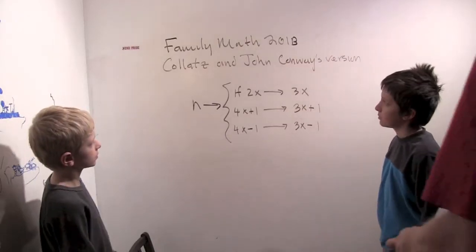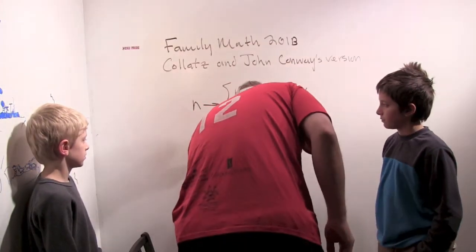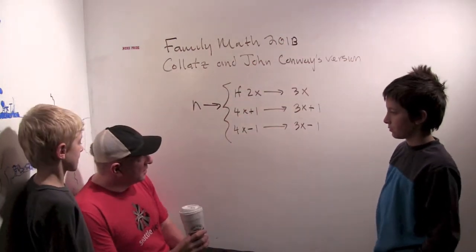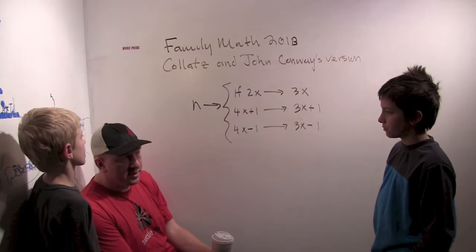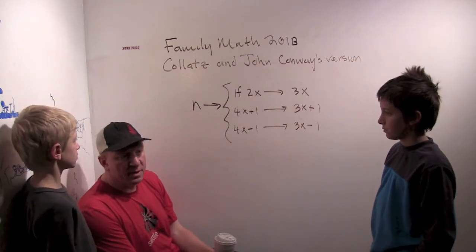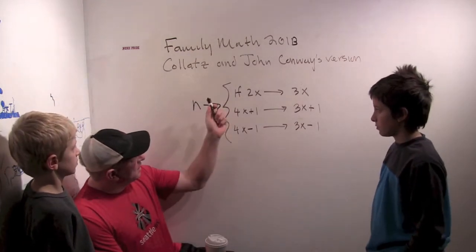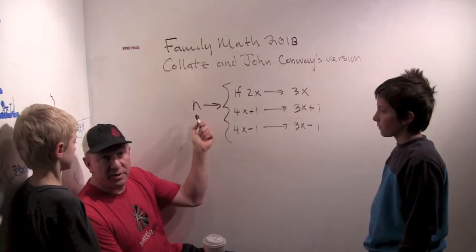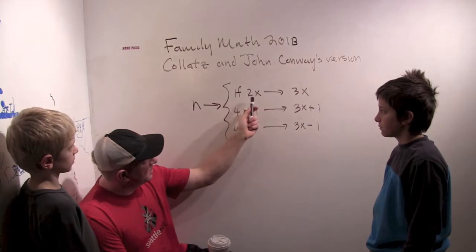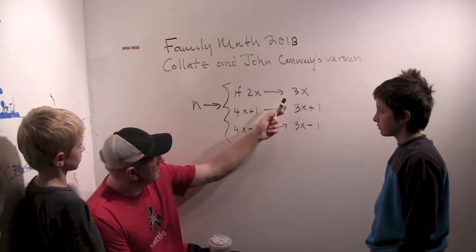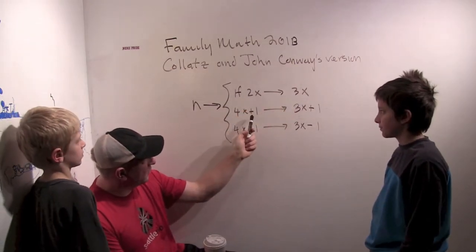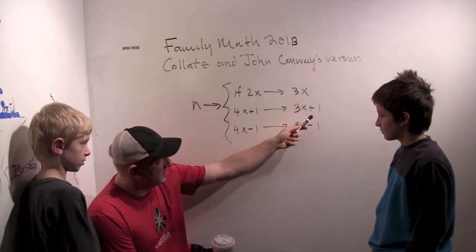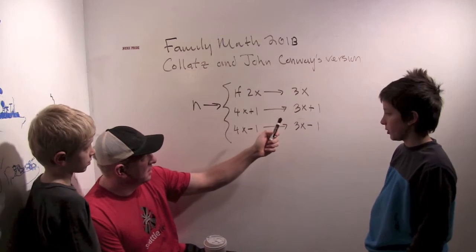Okay, so here's John Conway's version of the Collatz conjecture. This one seems like it's exactly the same idea, but it's different for a couple of pretty interesting reasons. So we just take any number n, any positive integer again. If it's 2x, we're going to map it to 3x. If it's 4x plus 1, so 1 more than a multiple of 4, go to 3x plus 1, so 1 more than a multiple of 3.